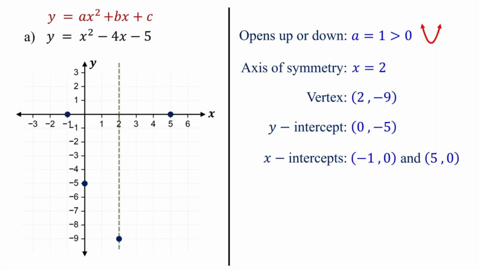Now we add one final point, which is symmetric to the y-intercept across the axis of symmetry. Notice that the y-intercept is 2 units to the left of the axis of symmetry. And remember, the axis of symmetry divides the parabola into two equal halves. So, a point 2 units to the right of the axis of symmetry is also on the parabola. This point is 4, negative 5, right? Finally, connect these 5 points to plot a parabola opening upward.